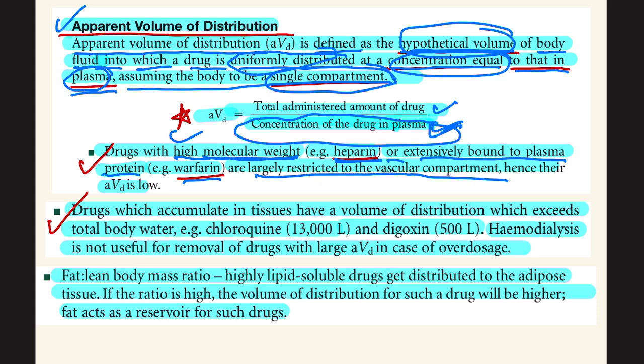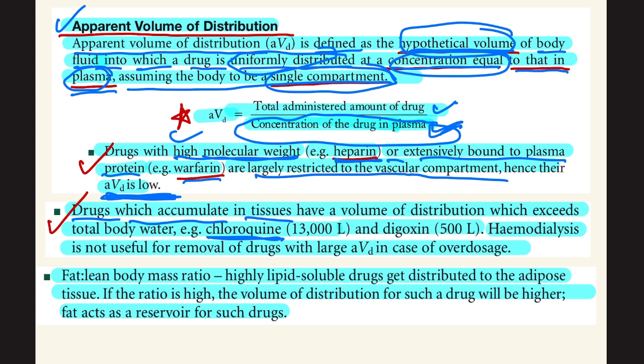In that case, AVD, that is apparent volume of distribution, will be low. And the drugs which accumulate in different tissues, which have different affinity for different tissues, as in the case of chloroquine which has got affinity for retina, are present more in the tissues. It means it will have a higher apparent volume of distribution. And whenever a drug has a large apparent volume of distribution, it means most of the drug is present in the body tissues rather than being present in the systemic circulation.